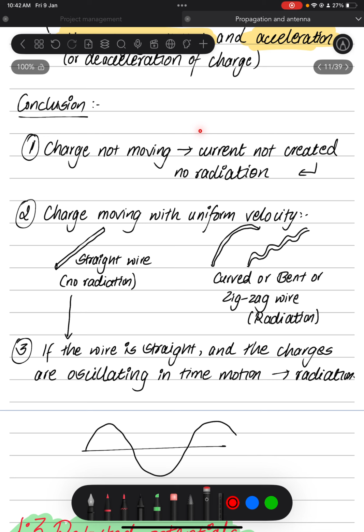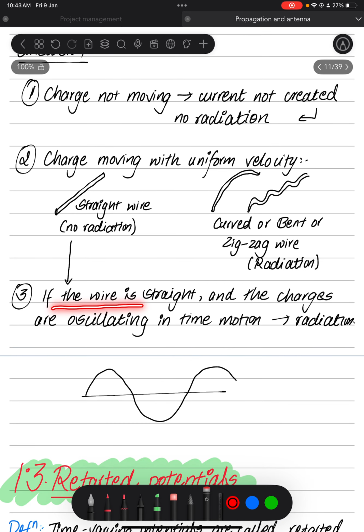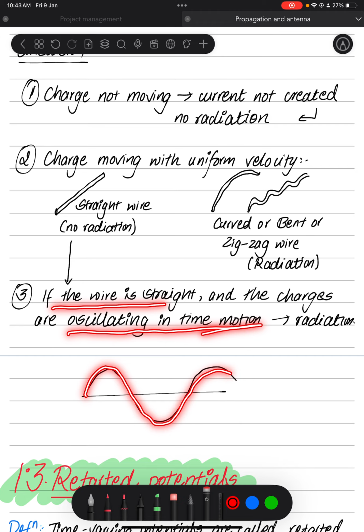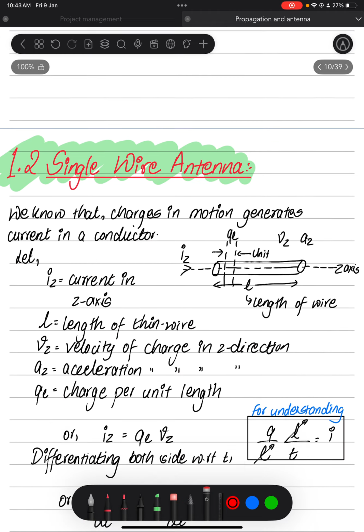So three conditions: if charge is not moving, current is not created, so no radiation. If charge is moving in a straight line with uniform velocity, there is no radiation. But in the curved or bent condition, due to the acceleration's direction changing, we can find radiation. And even if the wire is straight and the charges are oscillating in time motion, there is also radiation happening there. So this is the single wire antenna.